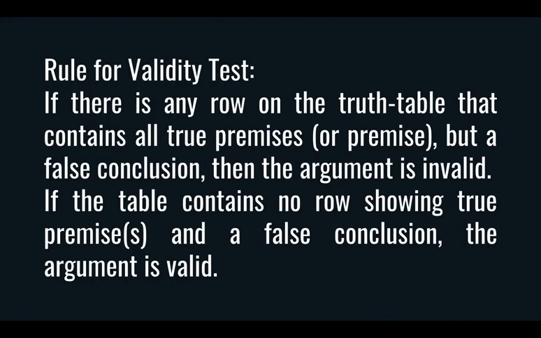Here's the rule for validity. If there is any row on the truth table that contains all true premises, or just one premise, remember arguments can have one premise in some case, but a false conclusion, then the argument is invalid. If the table contains no row showing true premises and a false conclusion, the argument is valid. So again, let me just show you how one of these looks.